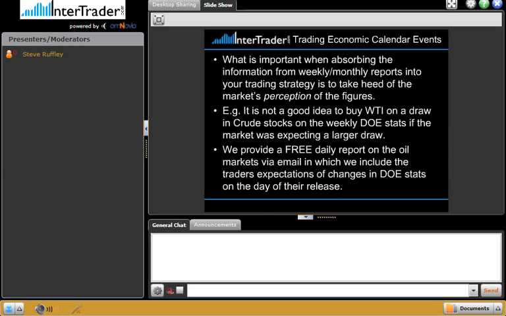So, trading economic calendar events. It's really important, when you're absorbing information from your weekly or monthly reports, to put them into your trading strategy, and to take heed of the market's perception of these figures. In trading, it's not necessarily understanding what the figures mean. It's understanding how the market will react.